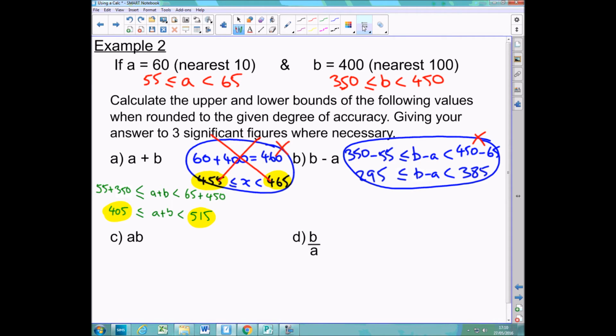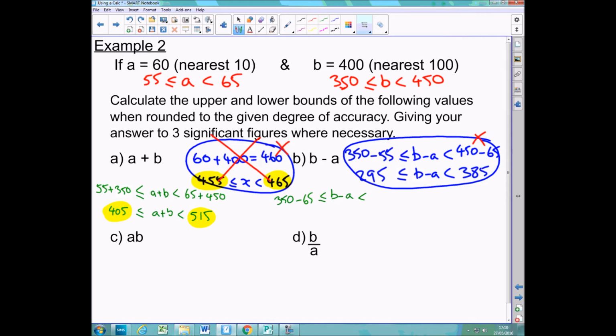In fact, to get the smallest value when taking away, what I really want to do is start off with the smallest possible value, which is 350 for B. And then I want to take away the biggest possible value of A because I want to take away as much as I can. So in this case, I've done the smallest value of B, but I've taken away the biggest value of A. And it's likewise over here.